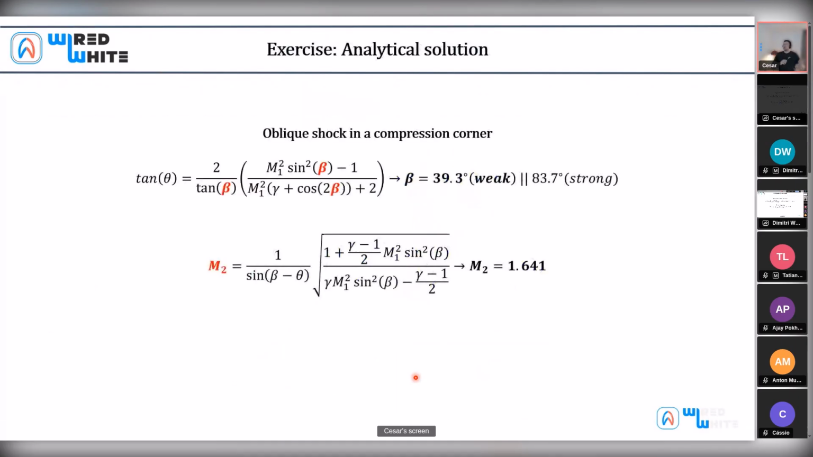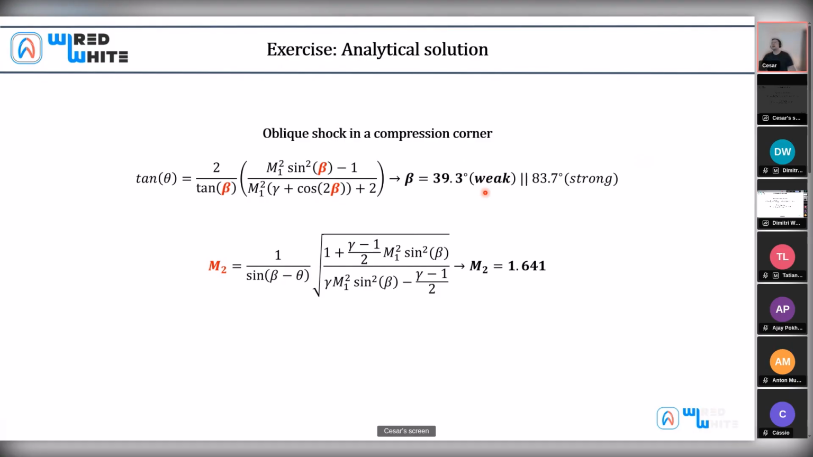Using the equations that we have seen in the previous slide, we can compute the beta angle, so the shock angle, as a function of theta and the Mach number. The way you solve this is typically using numerical solvers. In this case I used Python, and depending on your initial solution, you will converge towards the weak solution or the strong solution. But in this case, we know that the shock is attached. I will cover that later on, and we will take the weak solution for this case.